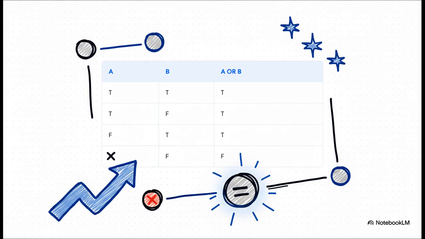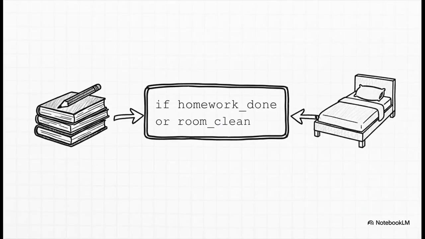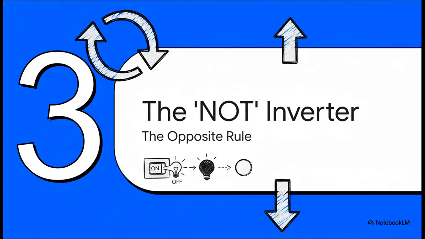As long as you've got just one T on the left side, the result on the right is true. And in code, especially in a language like Python, it almost looks like plain English. The code is just checking, is homework_done true, or is room_clean true? If the answer to either of those is yes, then the whole condition is met. Simple as that.